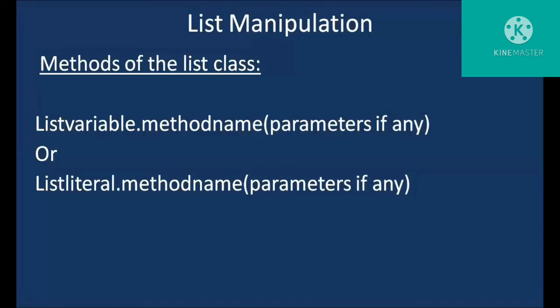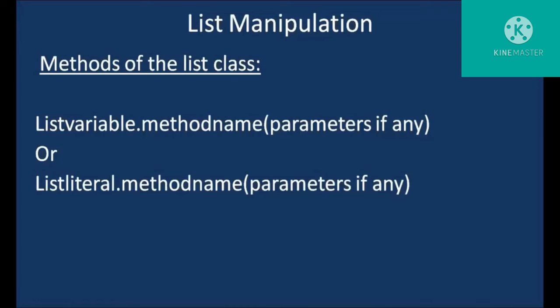Now, all these methods we are going to access in the program using the following syntax that we see on the screen. You write the name of the list variable, you write dot, you write the name of the method that we use, then write the parameters. Parameters are written in brackets. Also, you could directly write the list, that is called a list literal, dot the method name and parameters, if any. So let's start learning one method at a time, all the methods of the list class.